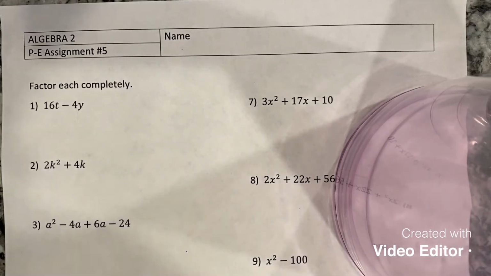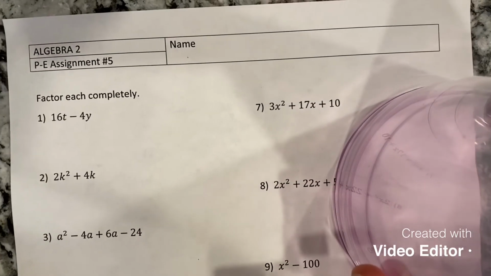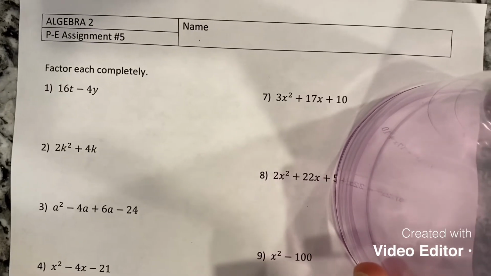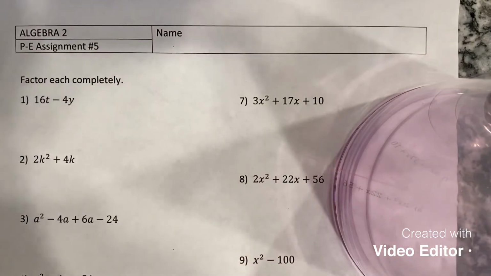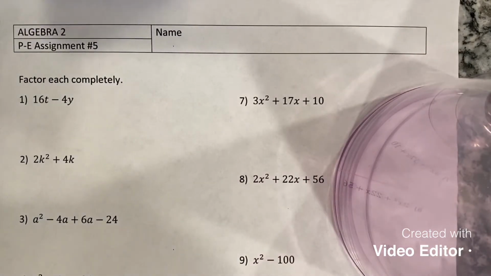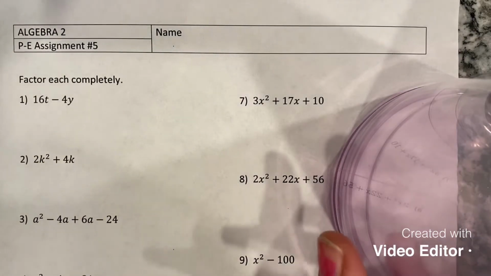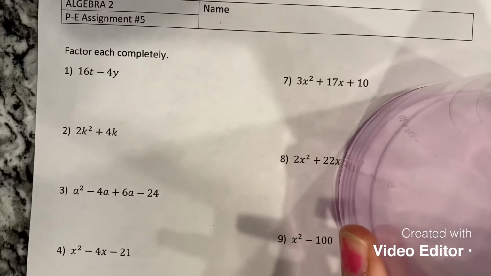Good morning, Algebra 2. Here is a quick review of factoring in case you need to fix or finish any of the previous Algebra 2 assignments. There's a couple different kinds of factoring. The first one is just looking for the greatest common factor. Number 2 is a little more complicated than number 1, so I'm going to show you that one.